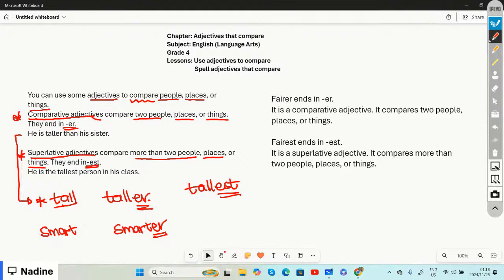Small, smaller, smallest. So he is the tallest person in this class. That means that it is a superlative adjective. We are comparing more than two people, more than two places, more than two things, and it ends in est. So well done. Big, bigger, biggest.